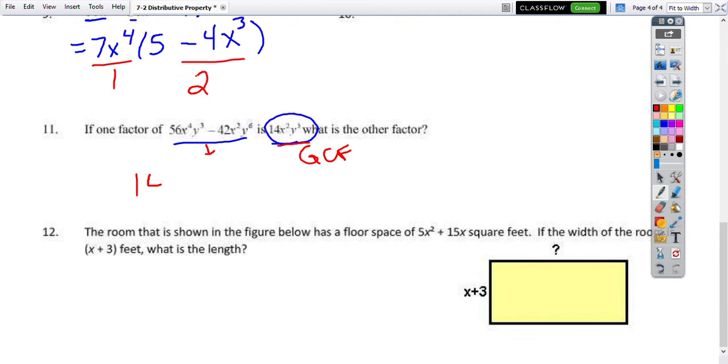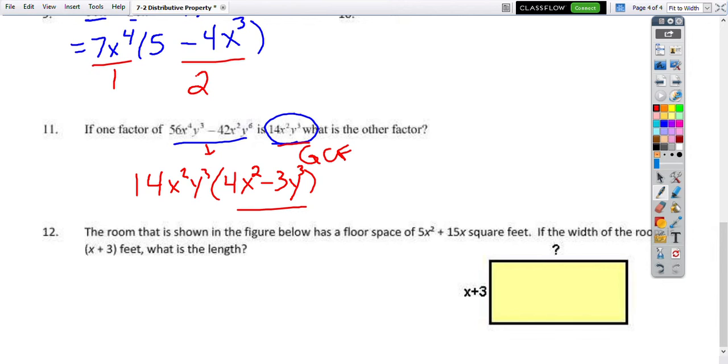So if I take 14x squared y cubed out of this 56x to the 4th y cubed, what's left over? So 14 goes into 56 4 times. If I take 2 x's away from the 4, there's 2 left over. 3 y's away from the 3 that are there, none left over. 14 goes into 42 3 times. I take 2 x's away from the 2 that are there, none left over. 3 away from the 6 from the y's, there are 3 left over. And so the other factor is the 4x squared y cubed. That's the other factor. Okay?